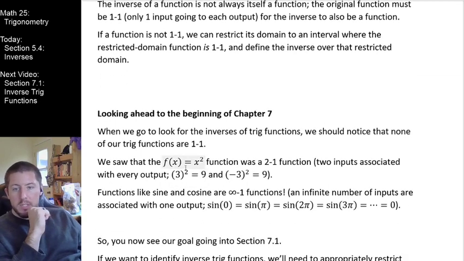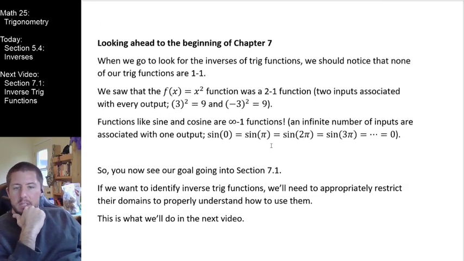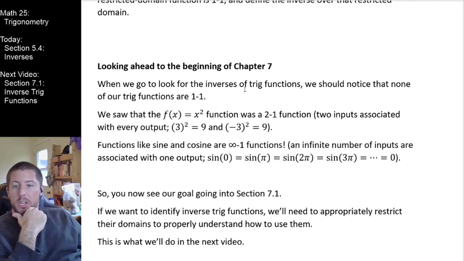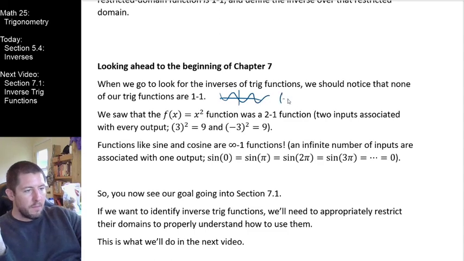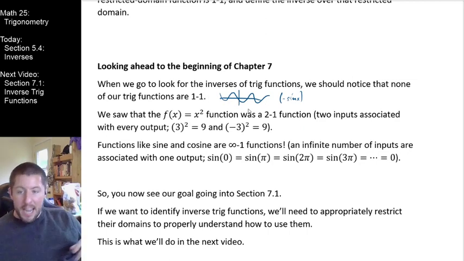So looking ahead to chapter 7, when we go to look for the inverses of trig functions in our very next video, we should notice that none of our trig functions are 1 to 1. In fact, they're like infinity to 1. If I draw my sine curve here, that's negative sine of x. Notice a horizontal line is going to hit an infinite number of times. We're going to need to fix that.